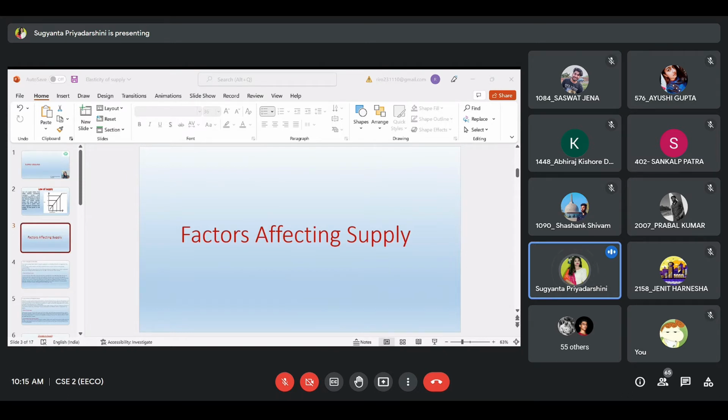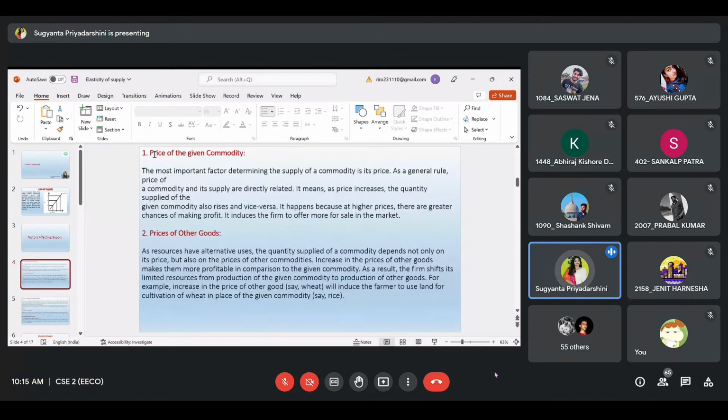The first one is price, just because this very price is related with supply. Here we can see the price of a given commodity means the particular price of that commodity. What if the price of that commodity increases, what will happen to the supply? It's pretty much obvious that it will also increase, keeping in mind the profit motive. If the price increases, the supply will also increase with it.